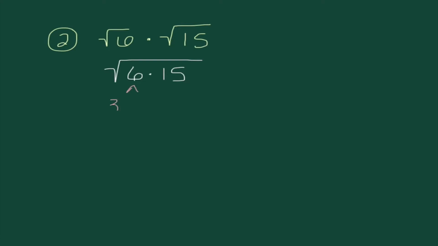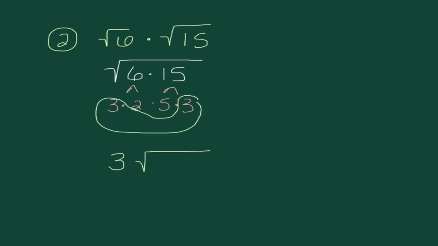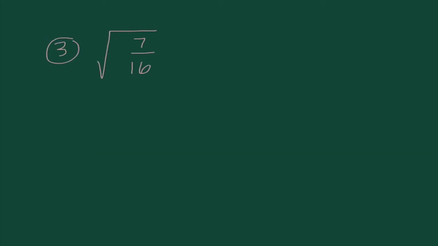I know 6 is 3 times 2. 15 is 5 and 3. Once again, my index number here is 2, so I'm looking for pairs. And I notice that I have a pair of 3's, so I'm going to write the 3 on the outside. Inside I have 2 times 5, so I'm going to write 3 radical 10 as my answer.